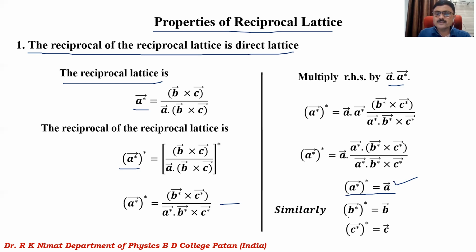Similarly, we can write reciprocal of reciprocal lattice vector B star is equal to vector B, and reciprocal of reciprocal lattice vector C star is again direct lattice vector C. That is how one can prove the first property of a reciprocal lattice, that is reciprocal of reciprocal lattice is a direct lattice.